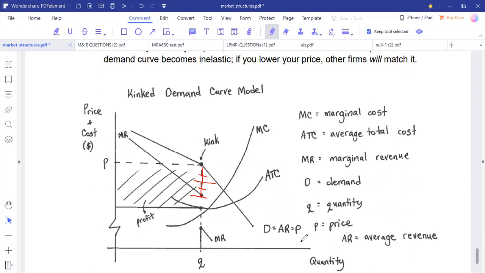So we have our demand curve here, which is our average revenue. Then we have our marginal revenue here. Then we have the intersection of the average total cost and marginal cost, where the marginal revenue meets the marginal cost. We draw the line here, then it goes up there, where it touches the average total cost and the kink there. This is where the profit is determined. All right, so this is how the oligopoly looks like.